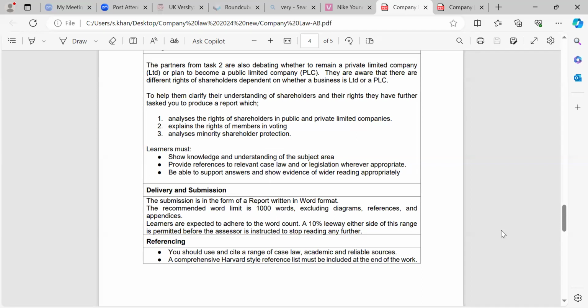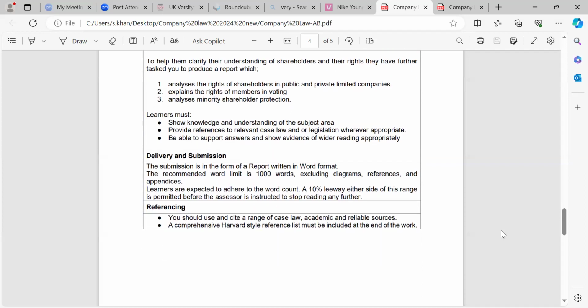In this, learners must show knowledge and understanding of the subject area. You must provide references to relevant case law and/or legislation wherever appropriate. You must be able to support answers and show evidence of wider reading appropriately. Delivery and submission: the submission, again, is in the form of a report written in Word format. The recommended word limit is 1,000 words, excluding diagrams, references, and appendices.